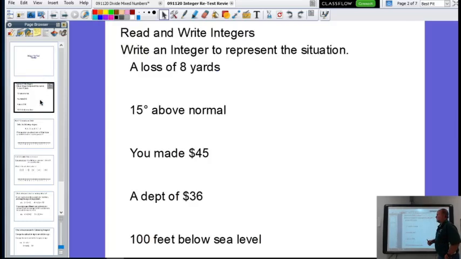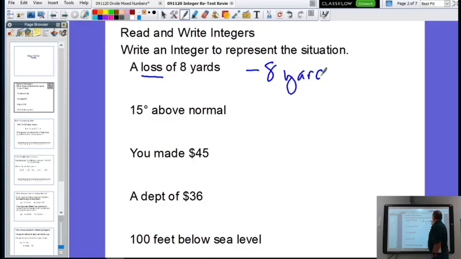First section on the test, as always, was the read and write integer. Now, when you're doing a read and write integer that's represented, I really need a number. You've got to give me a number, and that number has to represent that situation. Like, take for example, a loss of 8 yards. Well, loss means negative, so that's going to be -8, and then YRDS, yards, or YDS. This is considered the label. So if I say don't forget the label, this is what I'm talking about.